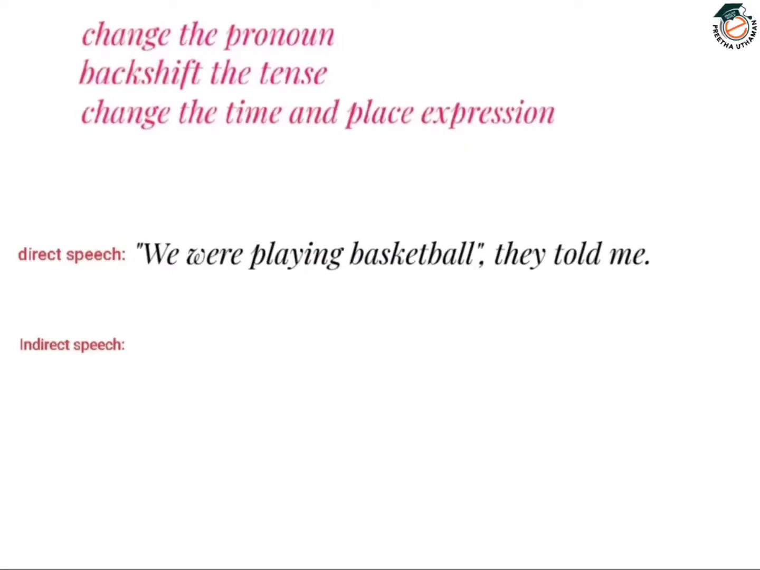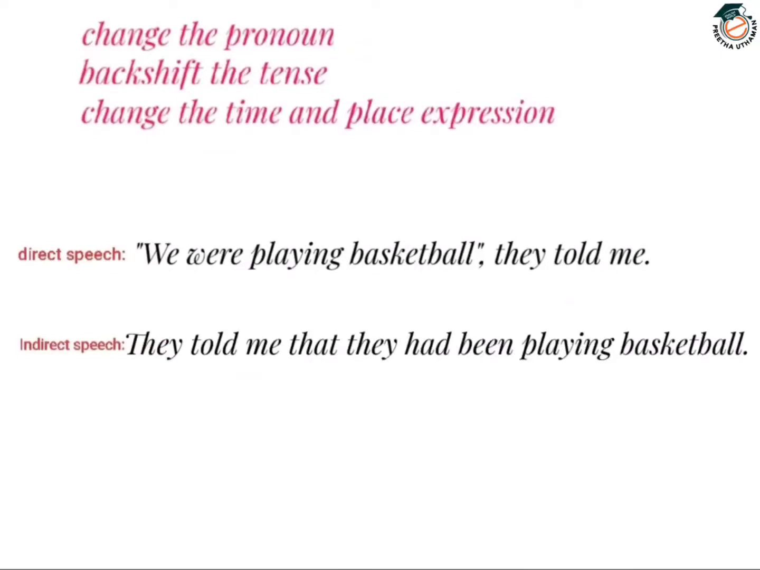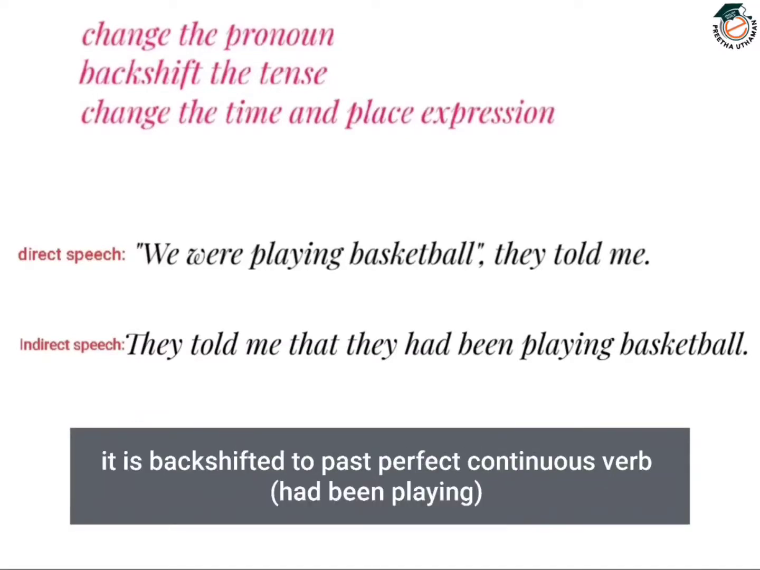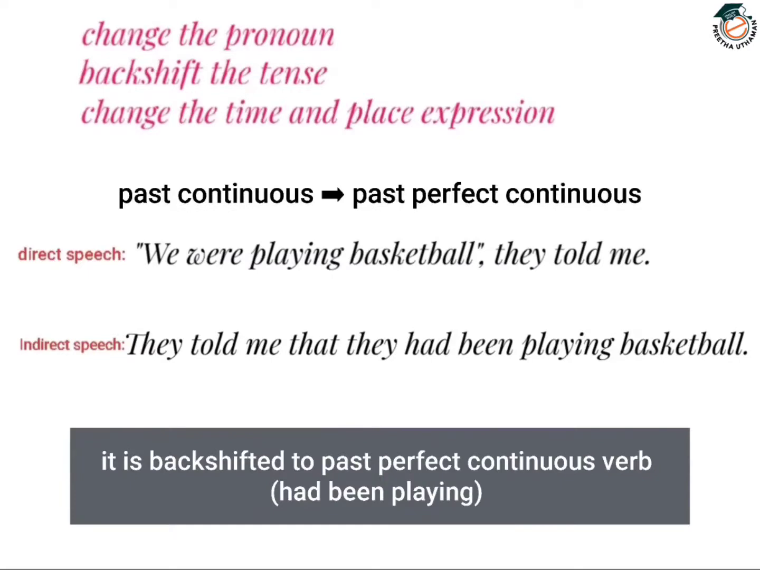Next sentence, "We were playing basketball," they told me. They told me that they had been playing basketball. Were playing is a past continuous verb. It is backshifted to past perfect continuous verb, had been playing. So they told me that they had been playing basketball. Past continuous changes to past perfect continuous.